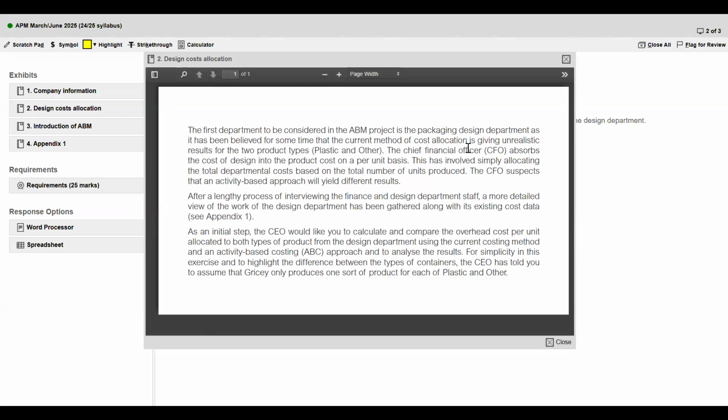Okay, so just read through this area so that we could discuss further.